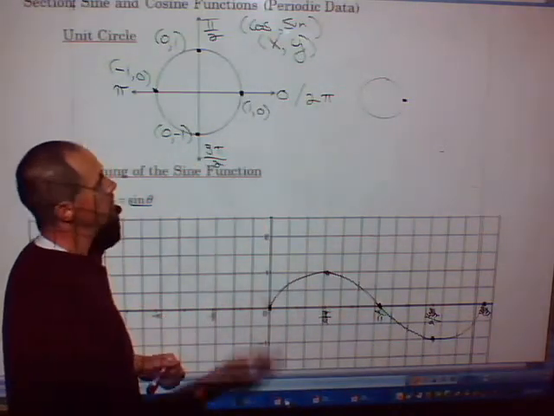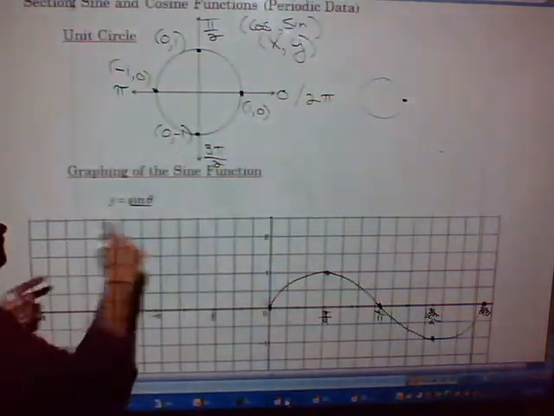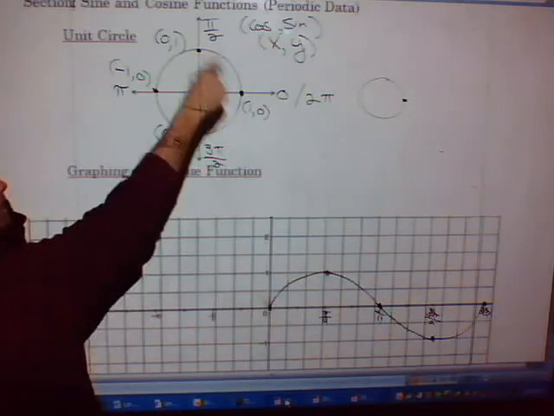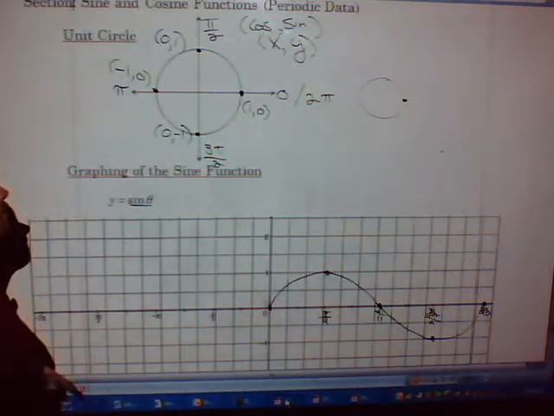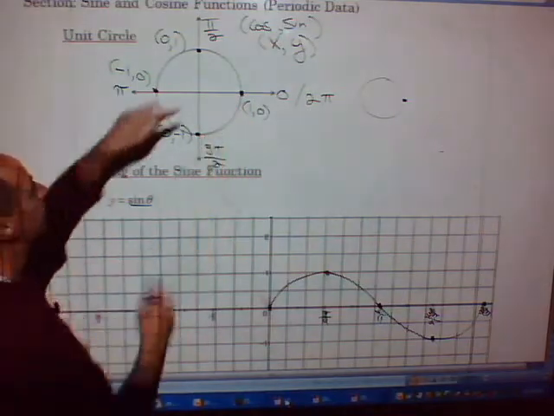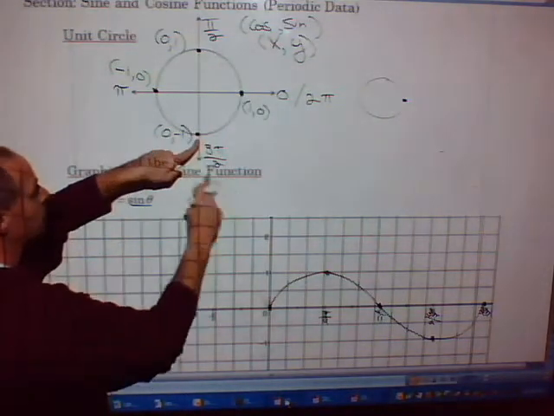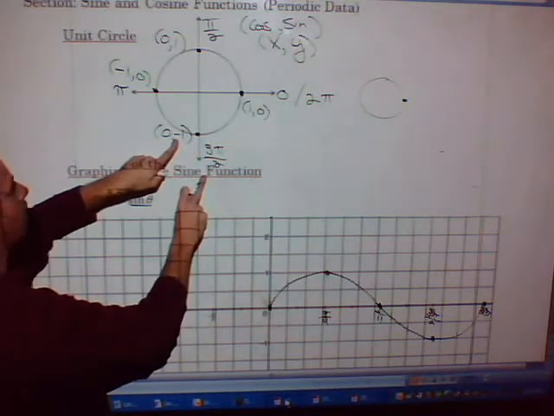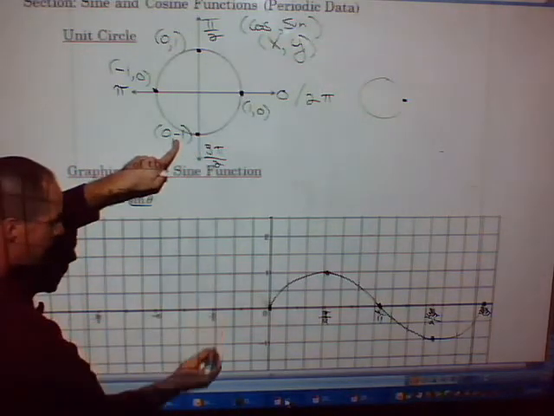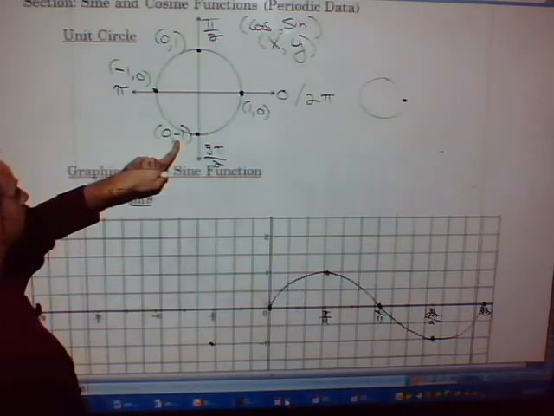So now, how could we complete the wave on this side? Well, we would go negative. We'd go the opposite direction. And this is why we did positive and negative coterminal angles. So if we went the opposite way, this would be negative pi over 2, because this is positive pi over 2. So what's the y value? That would be negative 1, sorry.